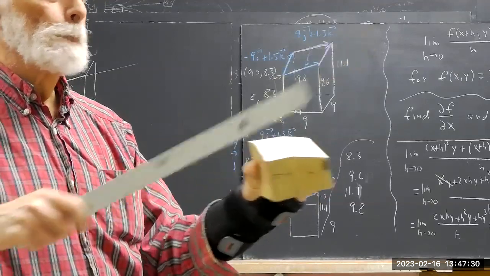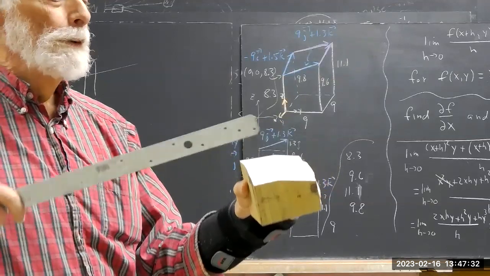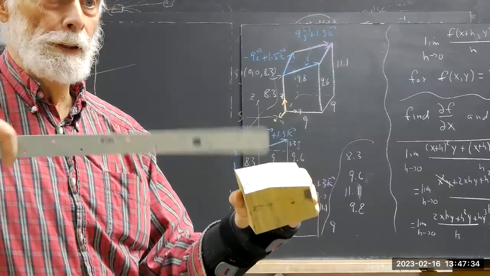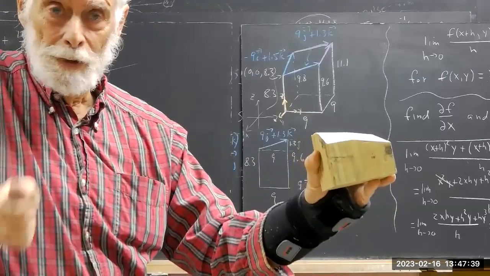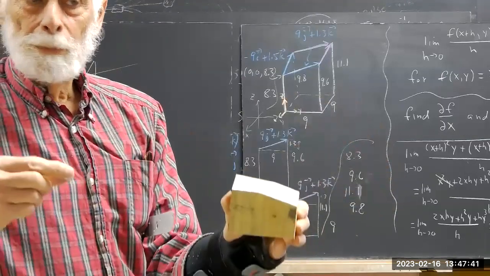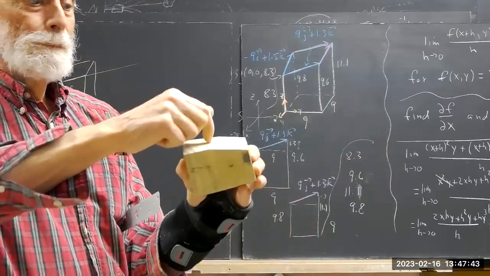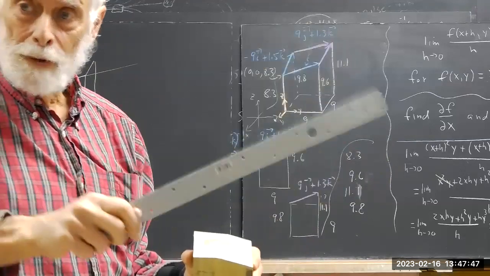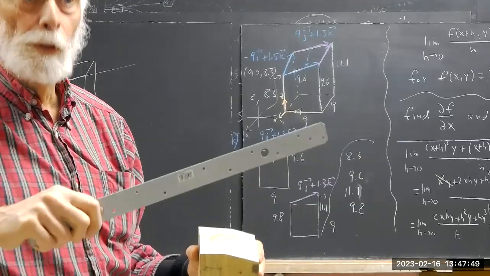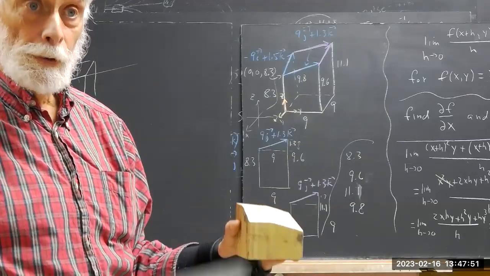So I can do a tangent line approximation at this point. I want a tangent line approximation somewhere in here. Well, I just slice it here and slice it here, and then I slice it this way and get a little small sliver and see what the slope is. What's the slope of that sliver in the x direction? What's the slope of that sliver in the y direction? Those are my partial derivatives.